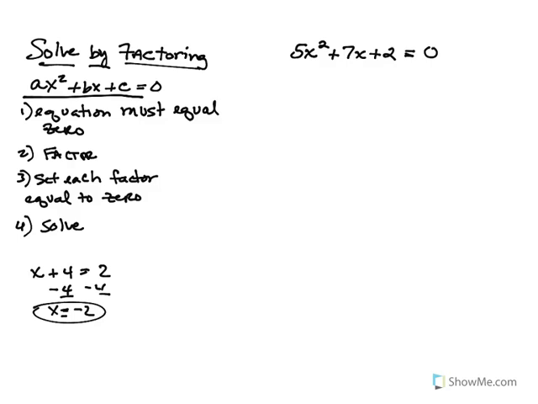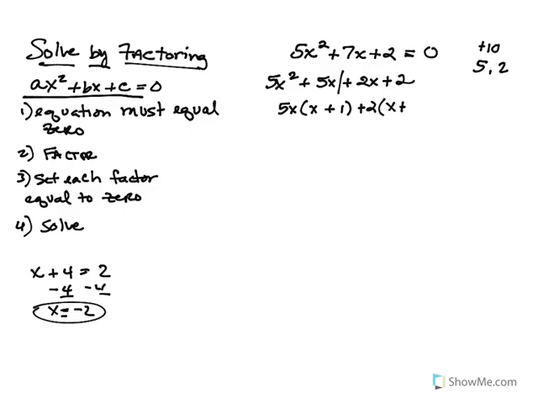So you factor however you factor. So I'm going to do my a times c. So factors of 10, that'll give me a 7, will be 5 and 2. So I'm going to do 5x squared plus 5x plus 2x plus 2. Factor out the GCF for each group. My parentheses match, so I know I'm correct. So I factor, and then I'm going to bring down my equal 0, right?